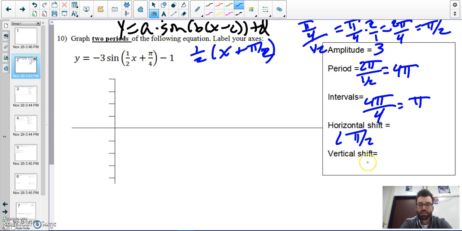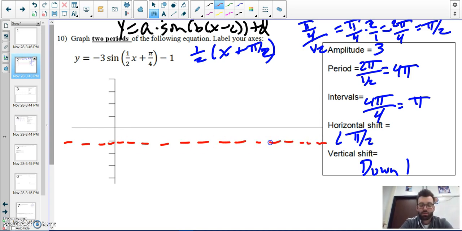My vertical shift, down 1. So first thing I want to do is graph my midline. I move down 1, so my midline is now at -1. Amplitude is 3. 1, or -1, -2, -3, -4. That's 3 units down. 1, 2, 3. 1, 2, 3. So my maximum is going to be at 2.